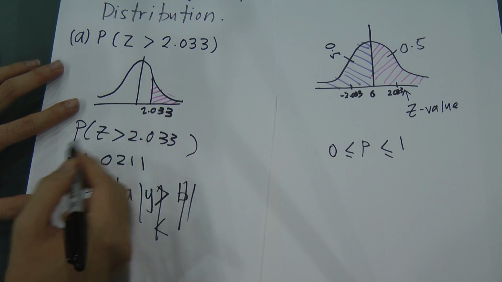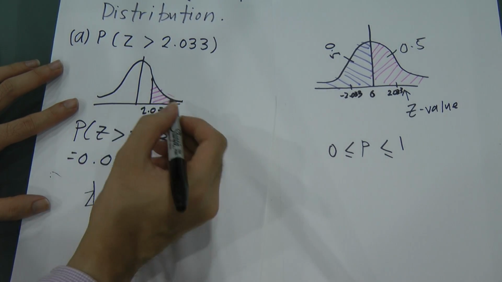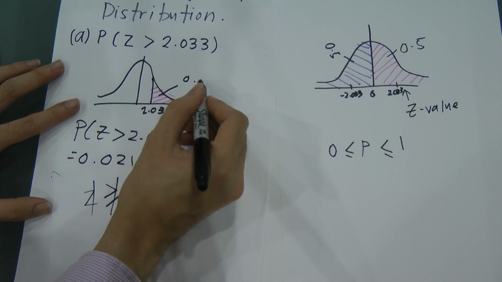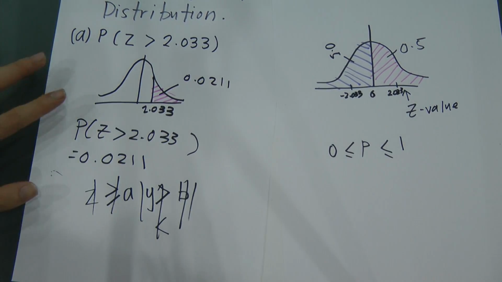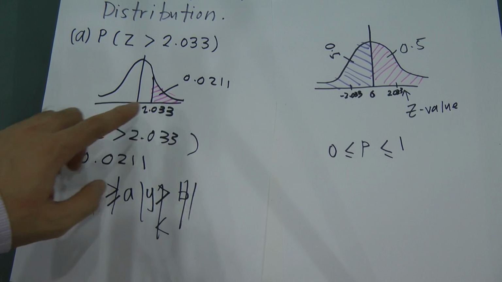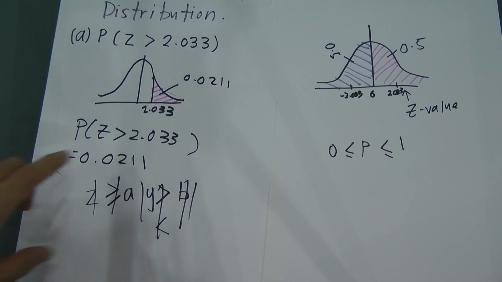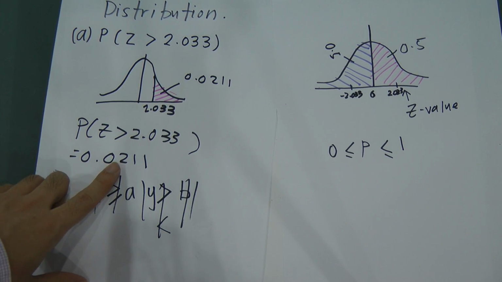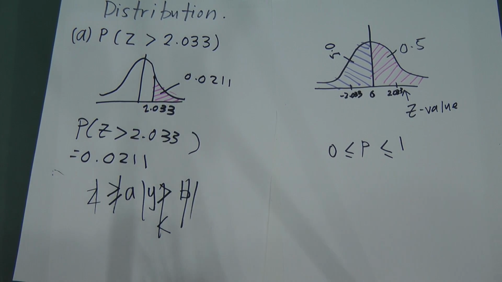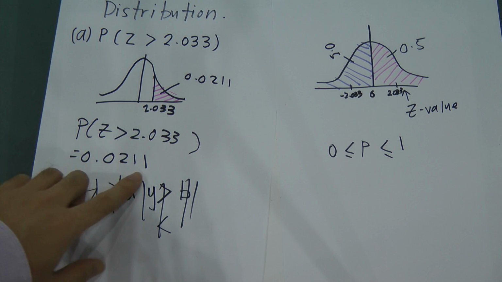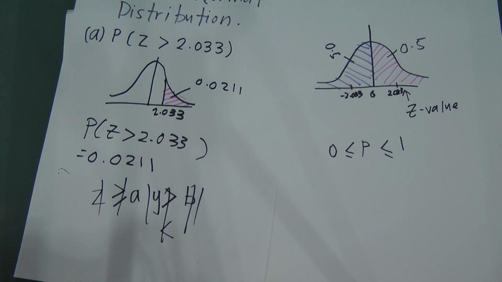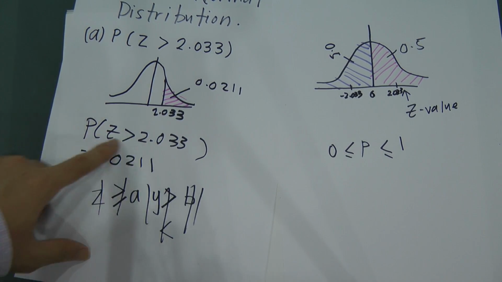What is the meaning of this value? This value means the probability here is 0.0211. This means it is a very small possibility for something to happen, because you don't even have 0.5, you have 0.0211. It is like, if this is 0.02, then if you try 100 times, this can only happen 2 times.